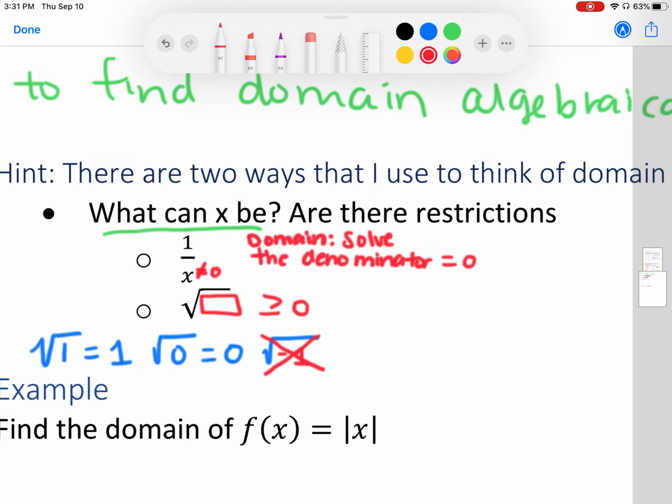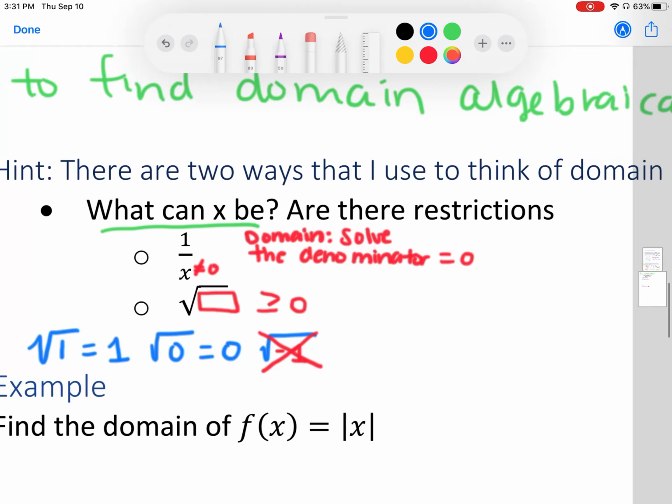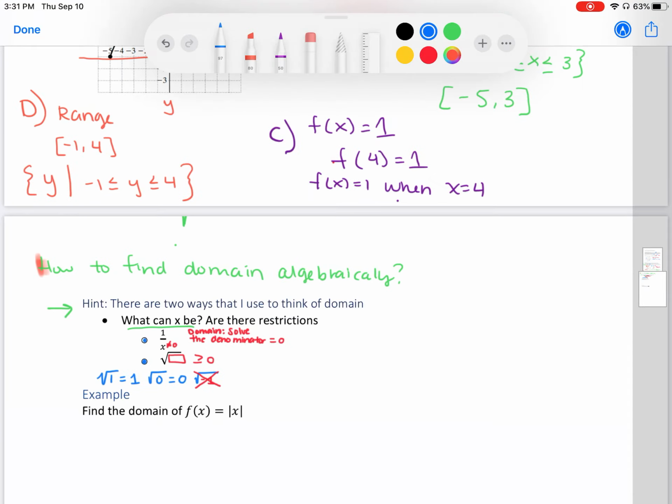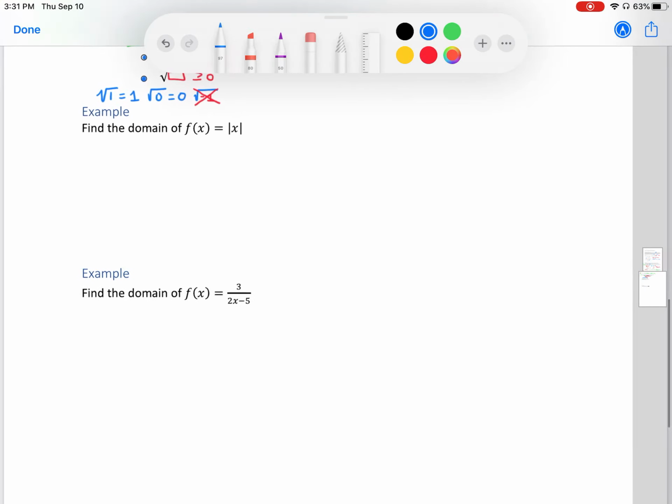All right. So those are your two big things to consider. Keep this in mind when you're being asked for the domain given only an equation. Okay, let's go ahead and continue.